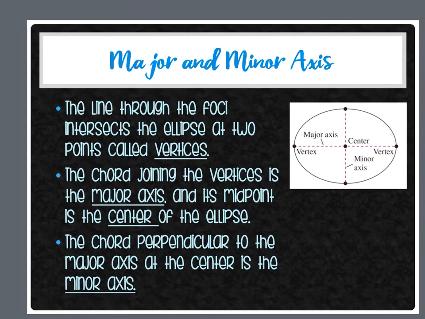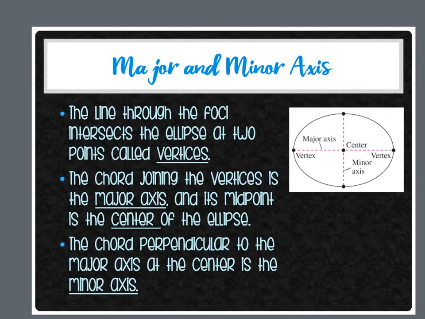Major and minor axes. So the line through the foci intersects the ellipse at 2 points called the vertices. So the line that has the foci also has the vertices. That's going to be your major axis. And its midpoint is the center of the ellipse. And then the chord perpendicular to the major axis is called the minor axis. Major is bigger, minor is smaller.